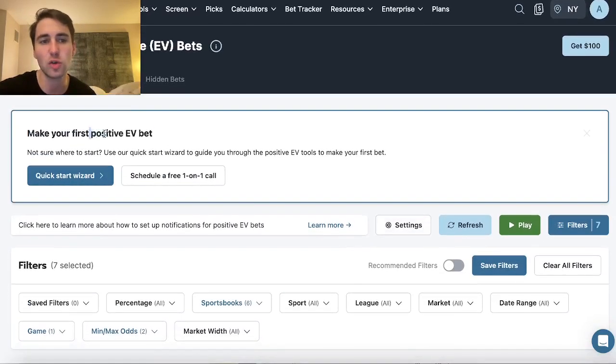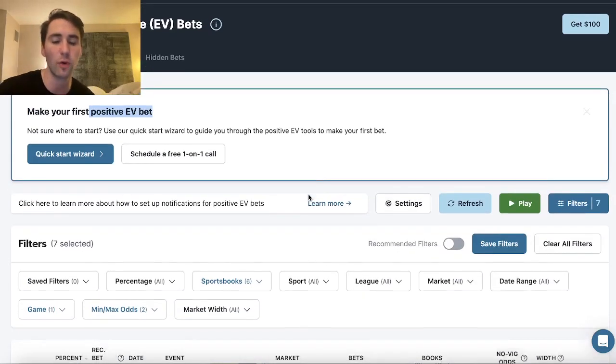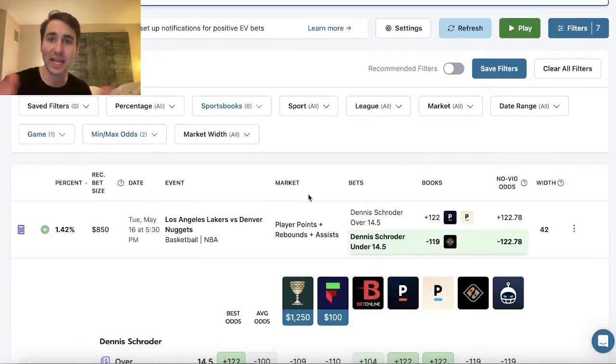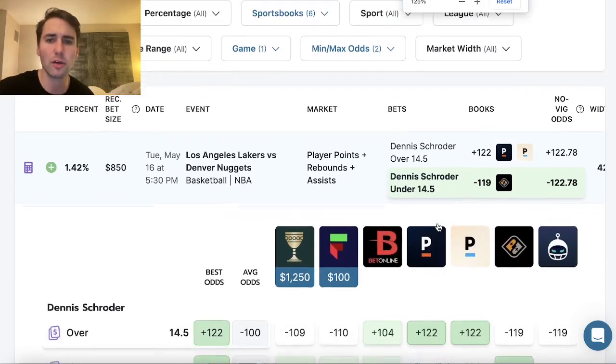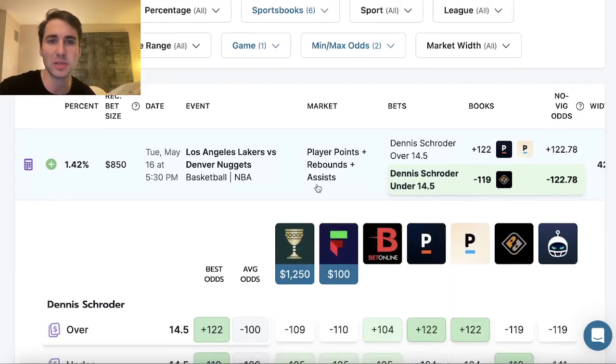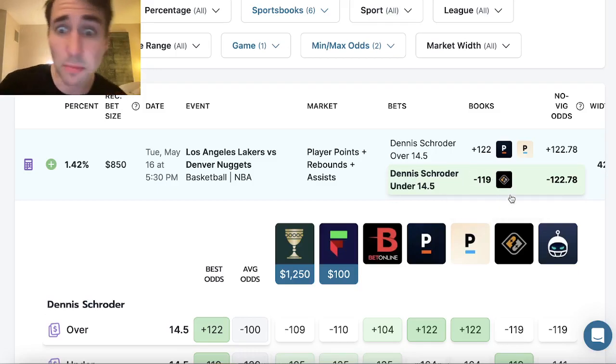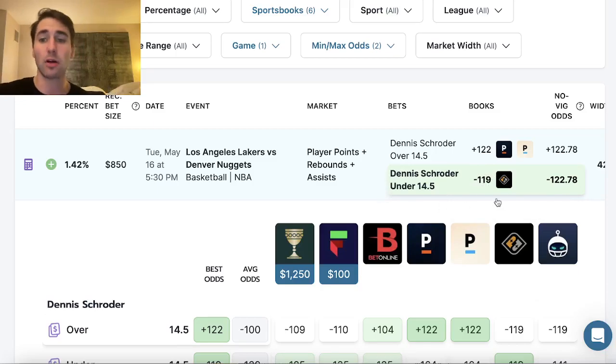But what this Positive EV tool, the Positive Expected Value Betting tool, is used for is comparing where books have the line set at the same levels. You're going to notice for Dennis Schroeder, his under 14.5 points plus rebounds plus assists. The OddsJam EV tool highlights the profitable bets in green and in bold. It's recommending we take Schroeder's under 14.5 PRAs on PrizePicks, with a 1.42% profit margin, which is pretty good. A lot of people would ask why a 1.42% profit margin is any good.